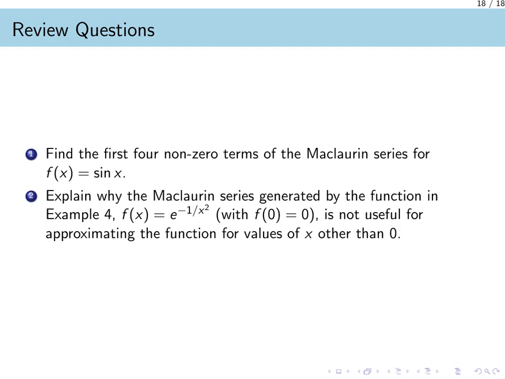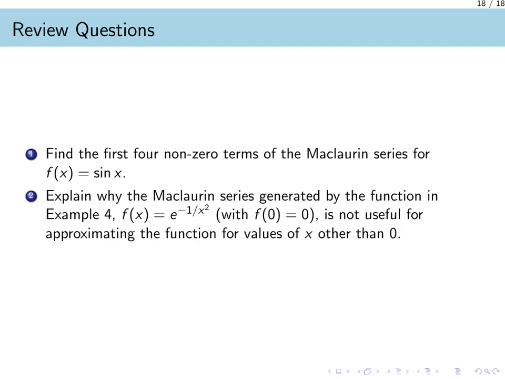To wrap up this lesson, let us review the main ideas with two questions that will help check your understanding. First, a practice calculation. Find the first four non-zero terms of the Maclaurin series for the function f of x equals sine of x. The procedure for this will be very similar to the one we followed for the cosine function, but you will find that a different set of terms remains.